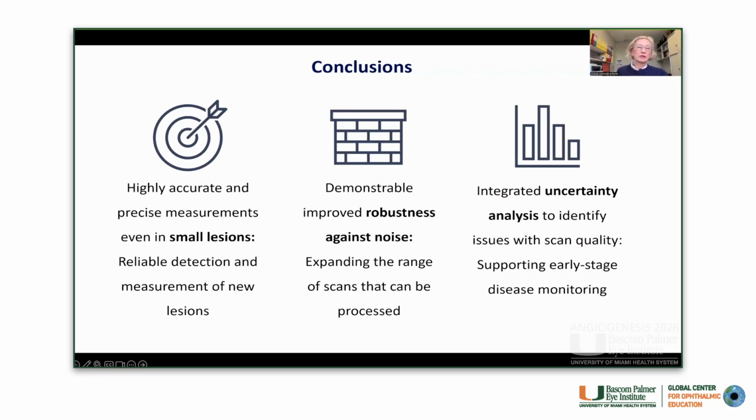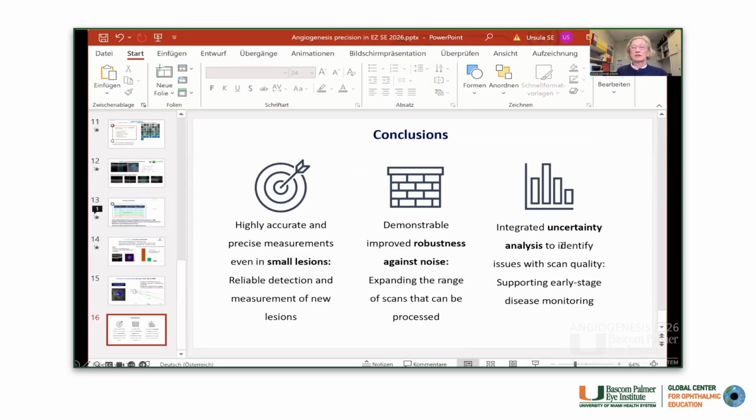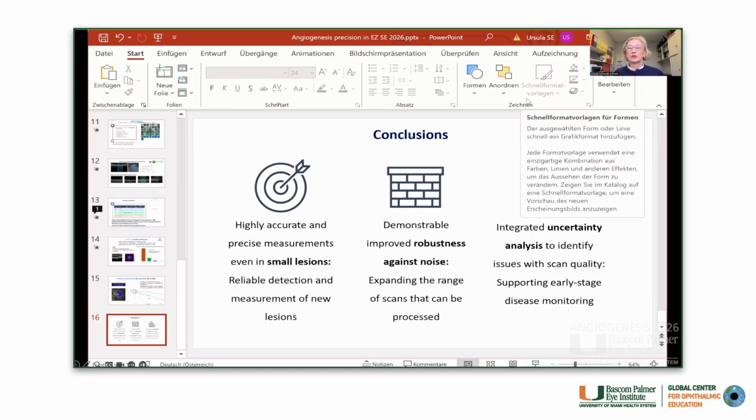In conclusion, a highly accurate and precise measurement was performed even in small lesions, which allows reliable detection and measurement of new lesions. We obtained a demonstrable improved robustness against noise, expanding the range of scans that can be processed. Integrated uncertainty analysis is important to identify issues with scan quality, supporting early-stage disease monitoring.